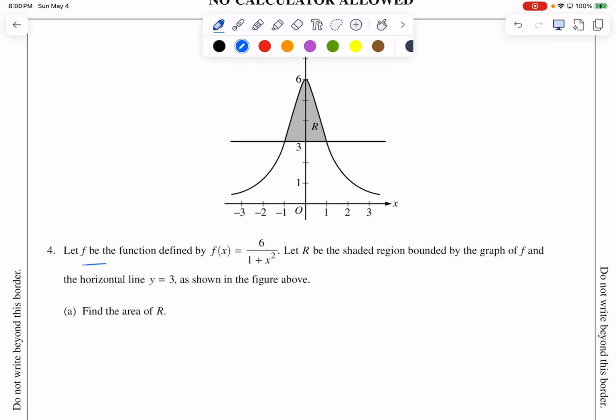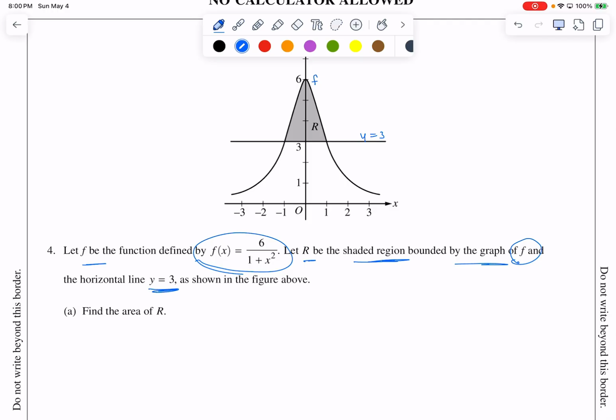It says, let f be the function defined by f of x is equal to 6 divided by 1 plus x squared. Anytime you divide by 1 plus x squared or 2 plus x squared, it's like a bell curve type deal. All right, it says, let R be the shaded region bounded by the graphs of f and the horizontal line y equals 3. Now, here's what Molly might say: how do I know which function's which? Because I need to know the top function and the bottom function. Well, we know which one the horizontal line is. We know this is y equals 3. So then you know this is function f.